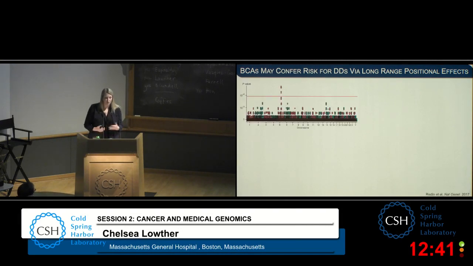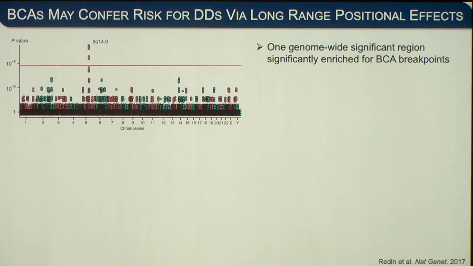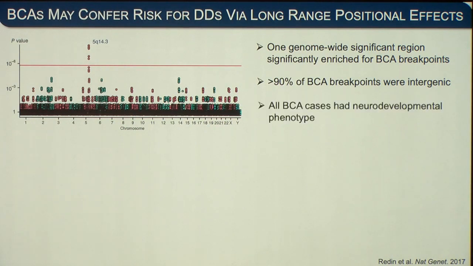So when we take the 248 sequence-resolved breakpoints and look at their distribution, what we see is that there was one genome-wide significant region that was enriched for breakpoints beyond what would be expected by chance. And this region was particularly interesting because the vast majority of the BCAs that contributed to the signal at this region were non-coding, and all of the cases presented with an overlapping neurodevelopmental phenotype.